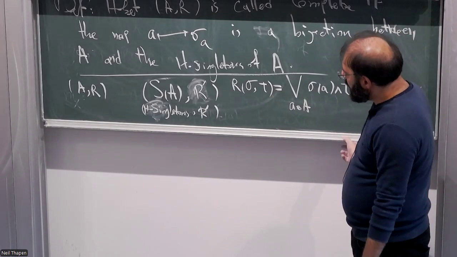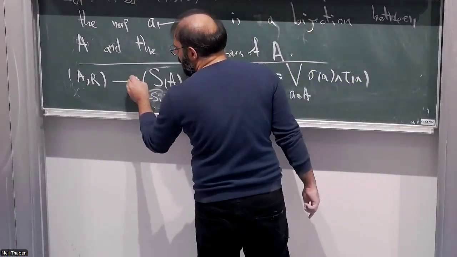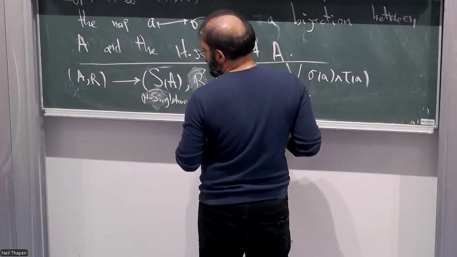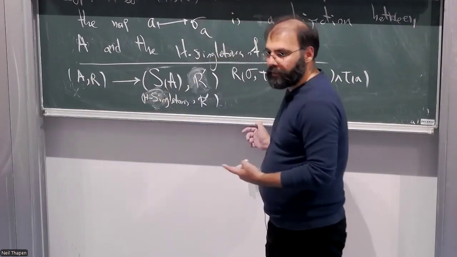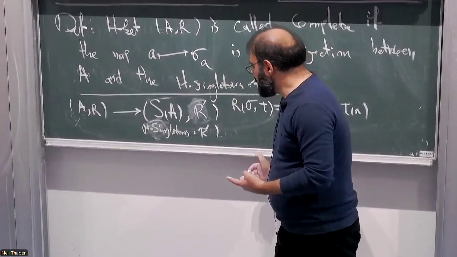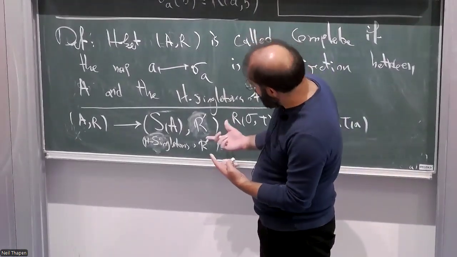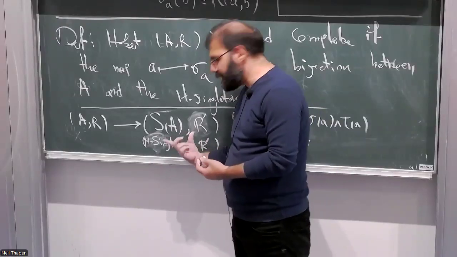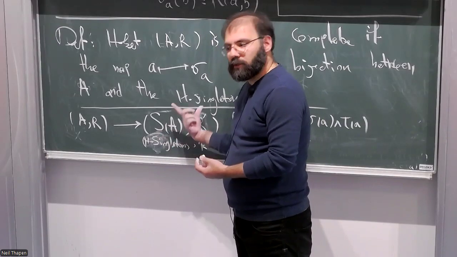And you can see that this is an H-set, and there is a map here. The map simply is A to sigma A, if you like. There are some things that we have to prove. First, you have to prove that this is now complete, now that you have all the singletons.